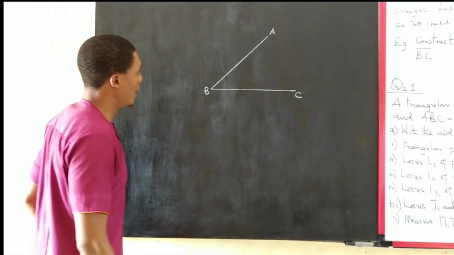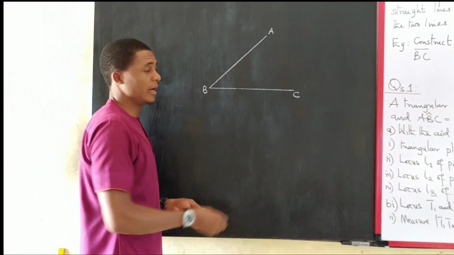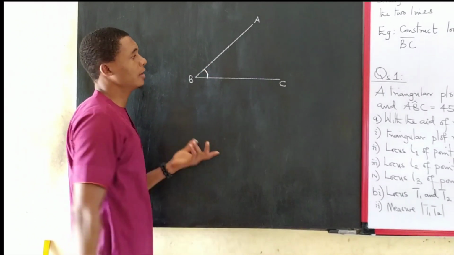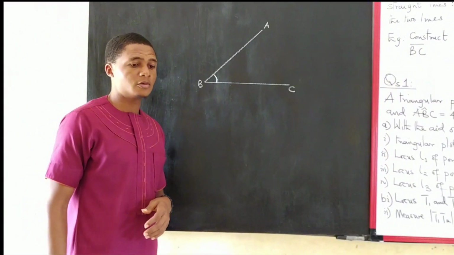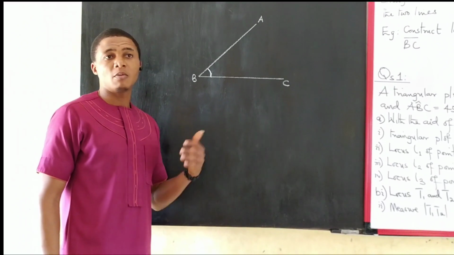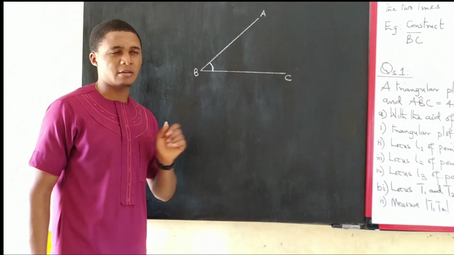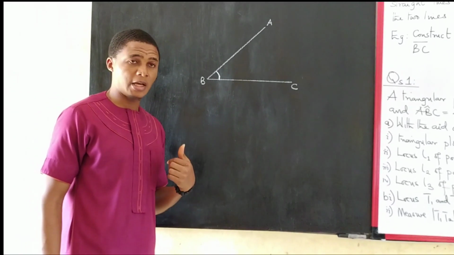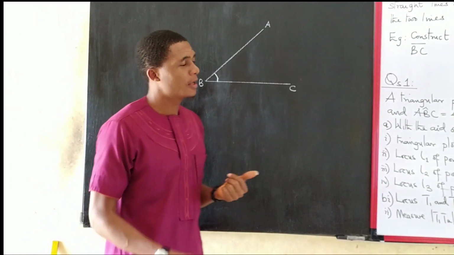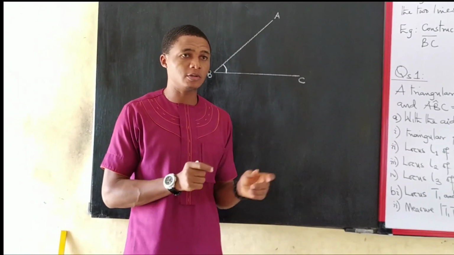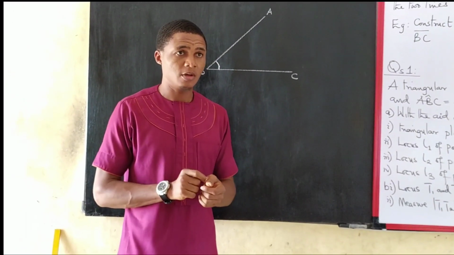Look at the angle formed by AB and BC. Are you following? Before I bisect an angle, what do I do? You create an arc, so that you now have two points where you place your compass and bisect the angle.